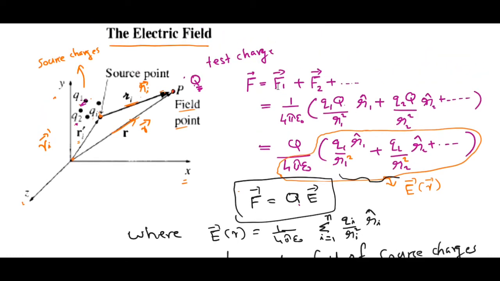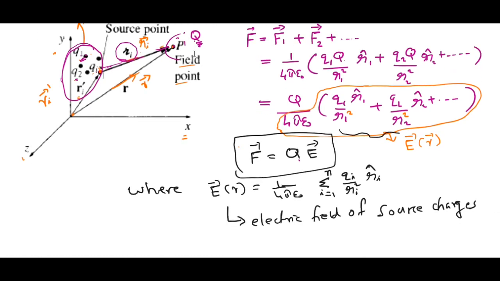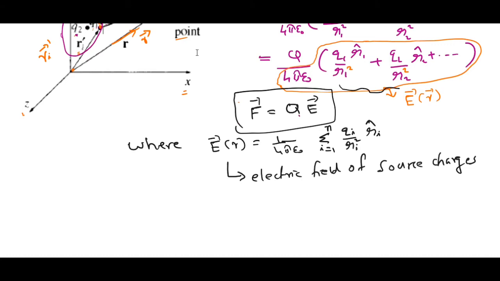We are interested at the point P. At the point P, the source charges Q1, Q2, Q3, etc. produce a field at a distance given by the separation vector R from the source charge. That field created by these source charges is given by this expression.